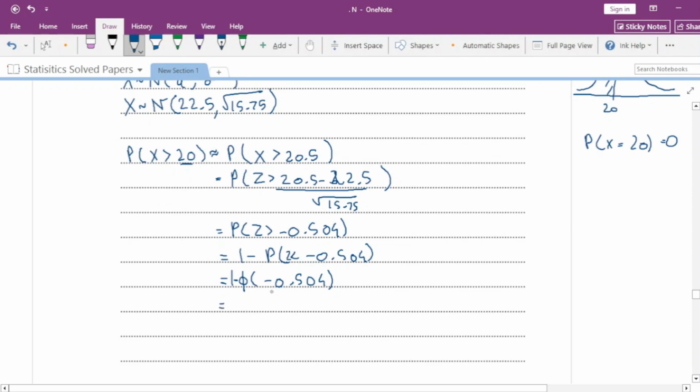All right. Now since this is a minus value, we apply that same minus rule which we used earlier. 1 minus 0.504. That 1 and 1 basically cancel out, so we're basically left with 0.504.